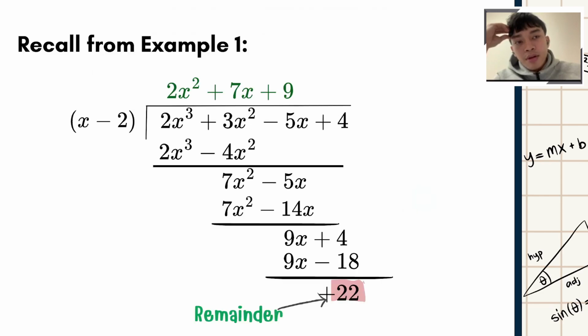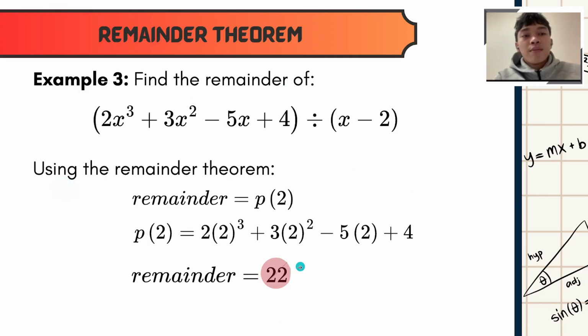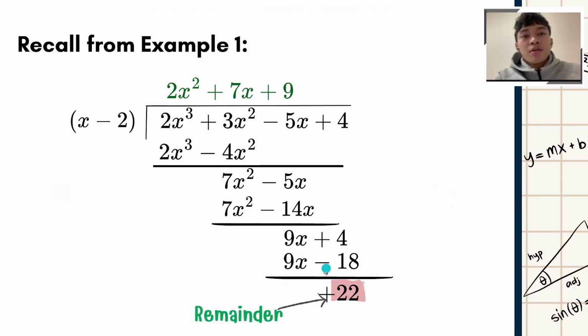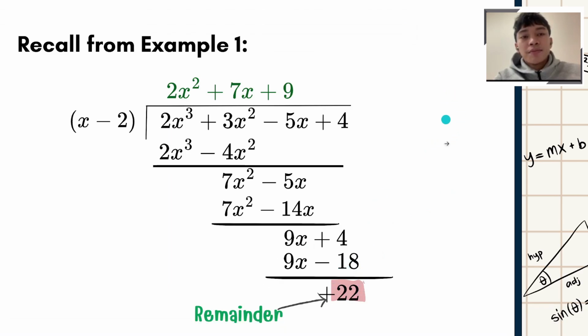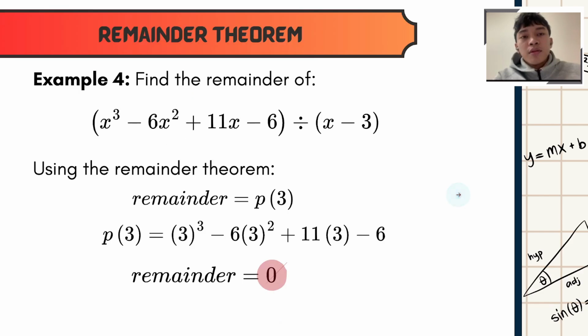Recall from example 1. So we already did this earlier, and we had the same answers. So technically, the remainder theorem is easier than the long division one. So another example, x cubed minus 6x squared plus 11x minus 6 divided by the divisor x minus 3. So same one, we input positive 3 to the x's.